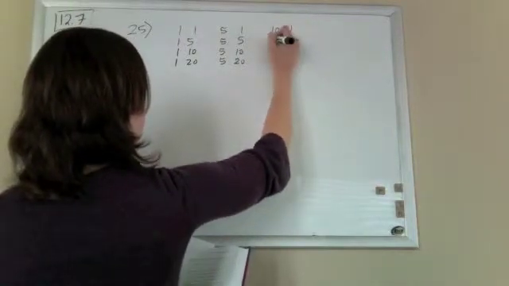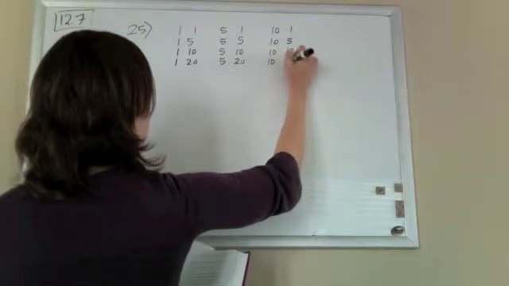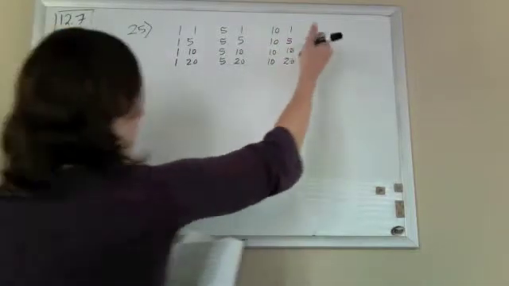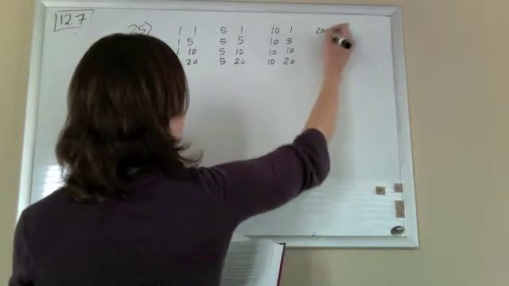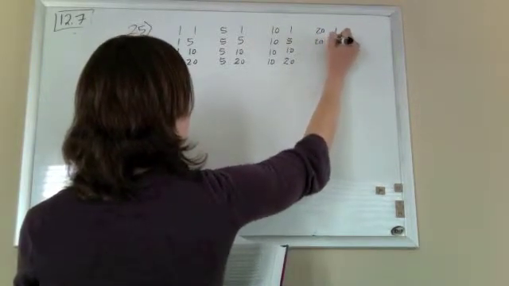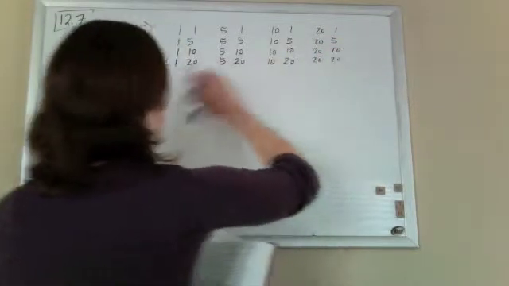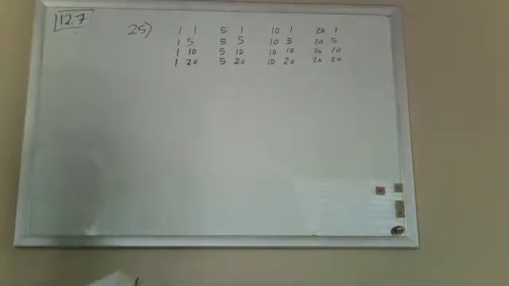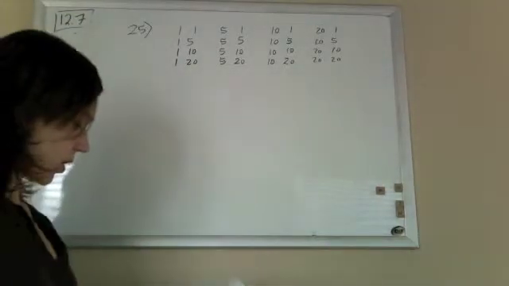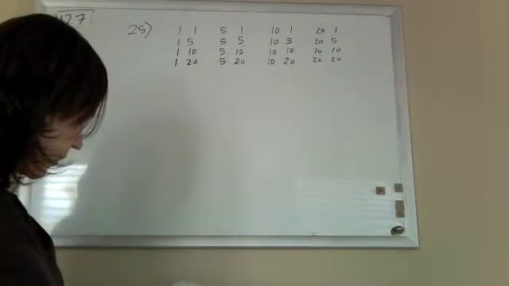We could pull a 10 and a 1, a 10 and a 5, a 10 and a 10, or a 10 and a 20. Or we could start with 20. We could pull a 20 and a 1, a 20 and a 5, a 20 and a 10, or a 20 and a 20. So this is my sample space. I've listed out all of the possibilities, all of the possible ways to draw 2 bills, and they want the probability that both are $1 bills.